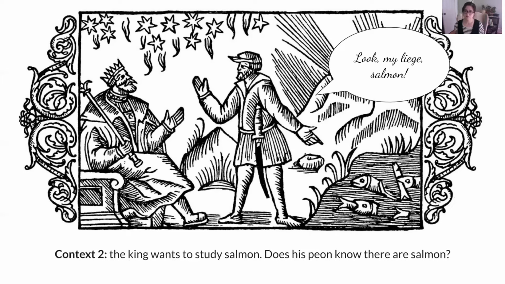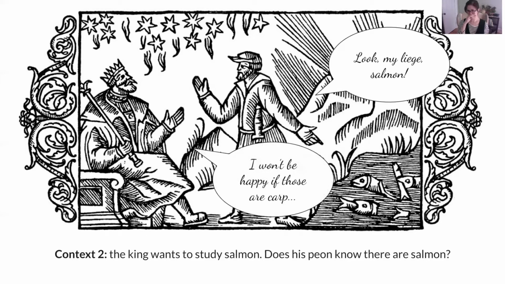Now let's think of a different context. Same general situation, but conversationally other things are going on. Same thing, peon says, look, my liege, there are salmon. But the king now wants to study salmon. He's a scientist king. And in this context, does his peon know that there are salmon? We can imagine the king saying, I won't be happy, peon, if those are not salmon, but instead they're carp. So you better be sure that you say that there are salmon.